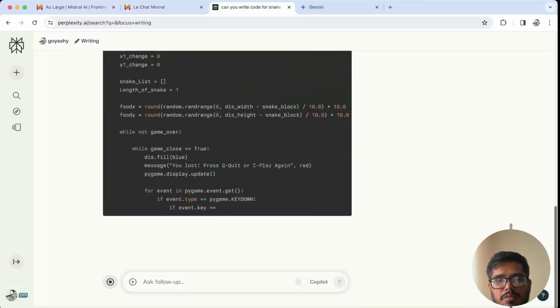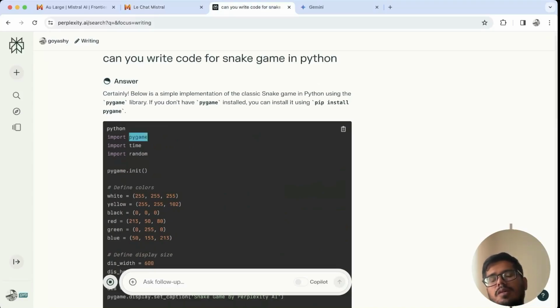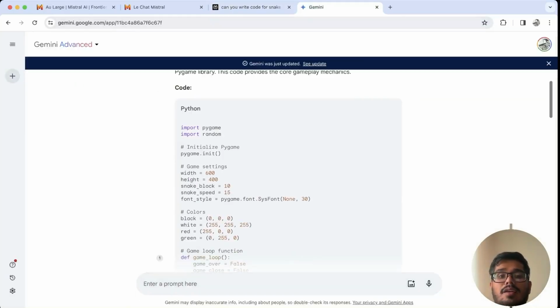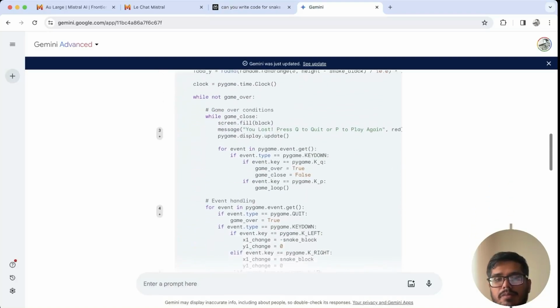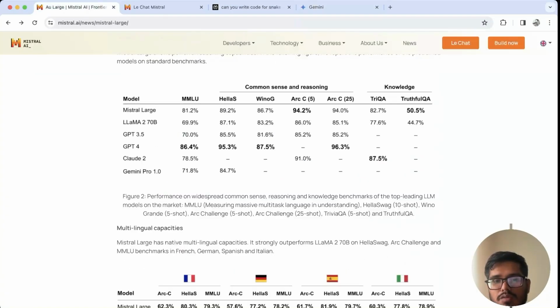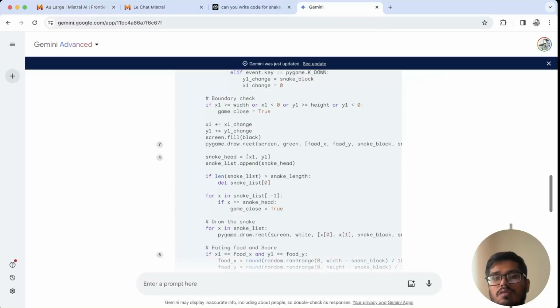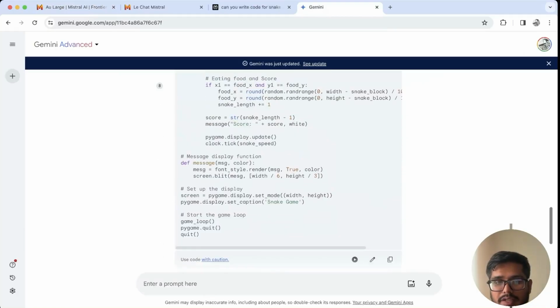You can see as for GPT-4, it's way faster, and it's using pygame, which is something that I was looking for, because without this, I don't think there will be an execution window where I can run it. And Gemini is also using pygame. Apparently in the benchmarks, this performs better than the Mistral Large model. So if you look at the coding comparison here, it even performs better than GPT-4. So I would be surprised if this gets this wrong.